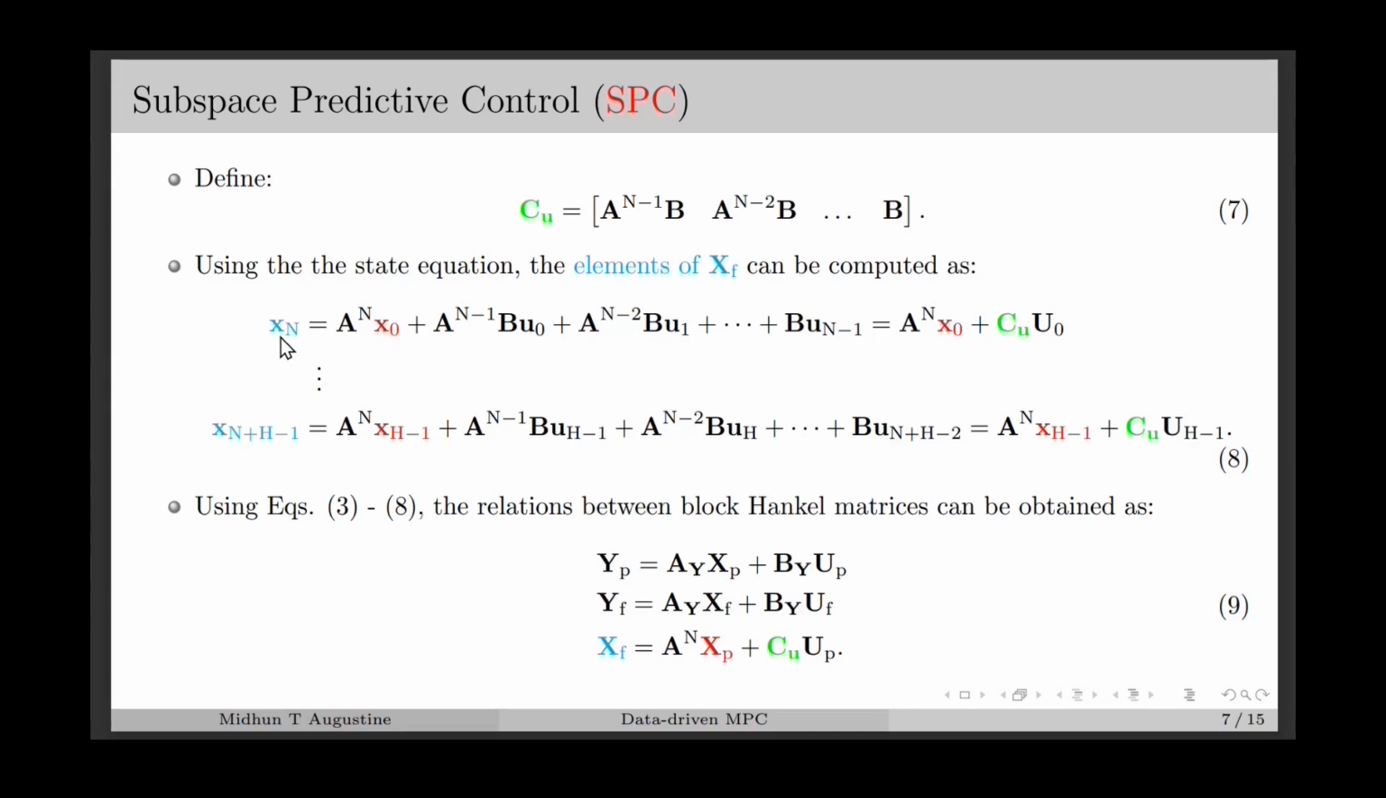Here, all these terms xn to x(n+h-1) were stored in a matrix capital XF as defined in the previous slide, and all these terms x0 till x(h-1) were stored in the matrix capital XP. This gives the relation between these matrices as XF equal to A raised to n XP plus Cu UP. And these two equations were obtained in the last slide. In this equation for YF, we can substitute for XF from this equation, and it can be further simplified, which will be coming up next.